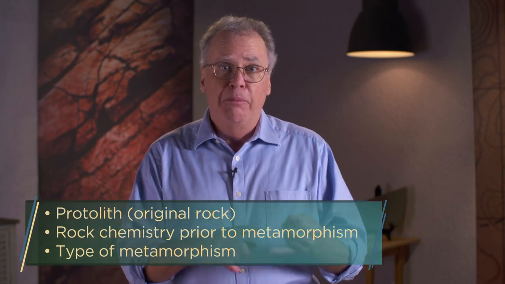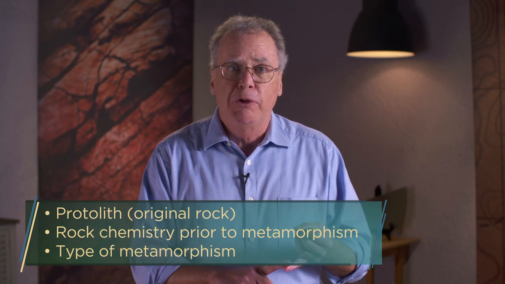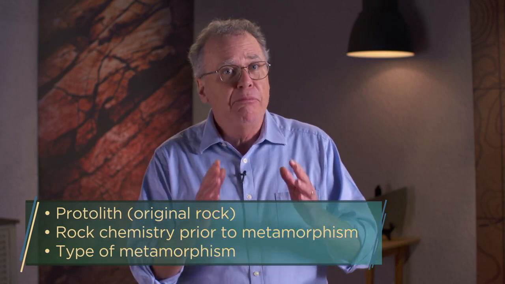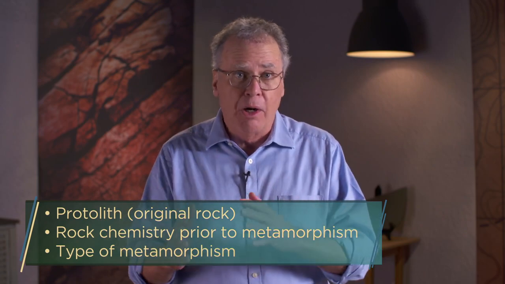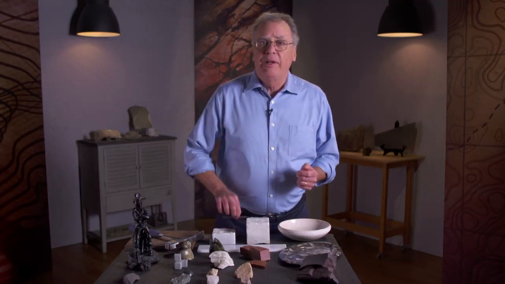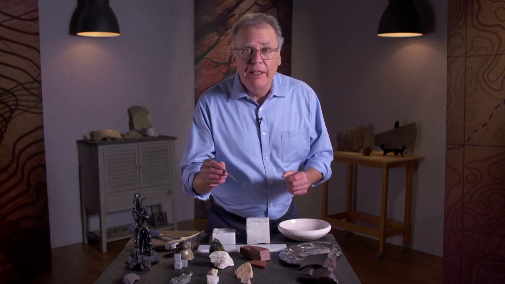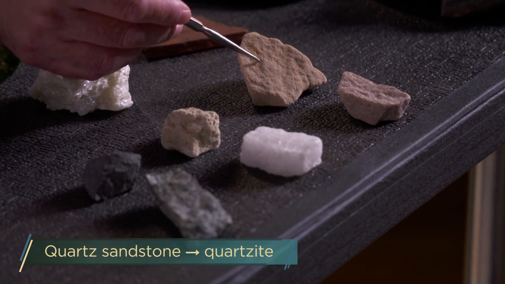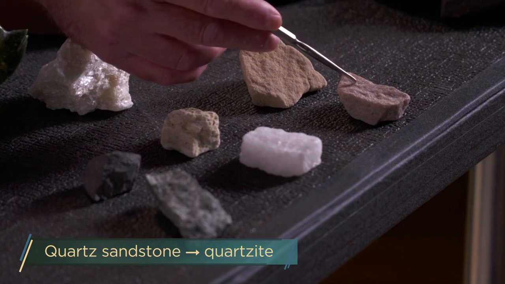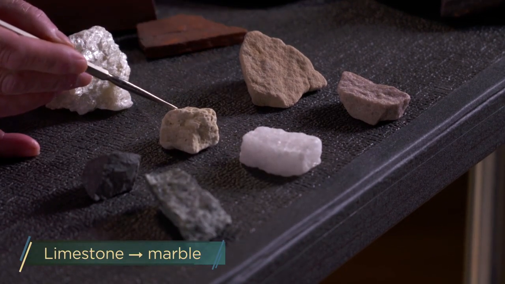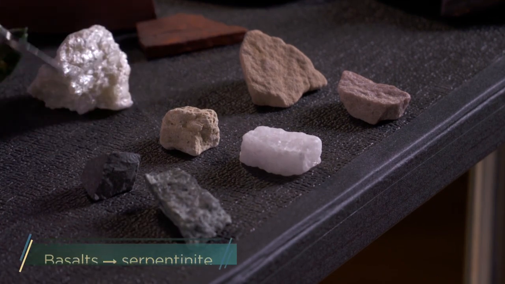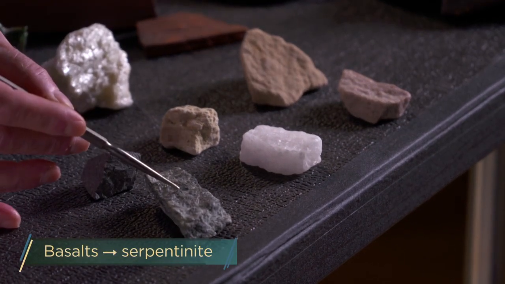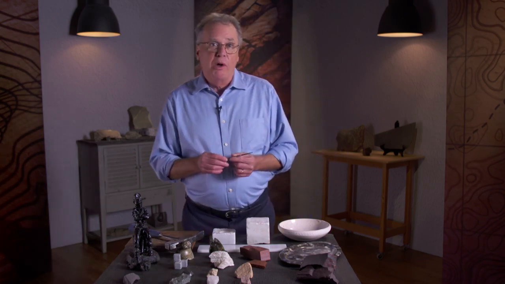The characteristics of non-foliated metamorphic rocks are determined by the protolith, the original rock chemistry prior to metamorphism, and the type of metamorphism that resulted in the non-foliated rock. Here are 3 common protoliths, 3 parent rocks, and 3 non-foliated metamorphic rocks that they turn into. Quartz sandstone, for instance, a typical beach sand, is metamorphosed to quartzite. Limestone is metamorphosed to marble. Basalts alter to serpentinite, and several other non-foliated metamorphic rocks that are used both in artwork and decorative stone.